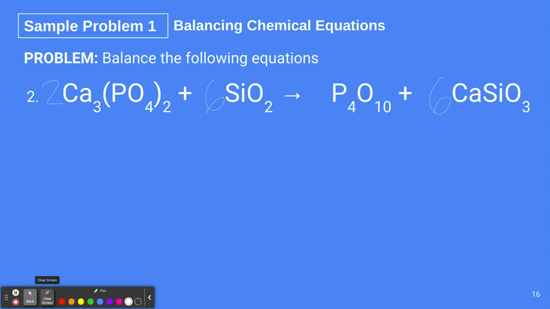The big thing at the end of the day is to be sure that you're getting your answer. So calcium, I have 6 and 6. Phosphorus, I have 4 and 4. Oxygen, I had 28 and 28. And then my silicon, I have 6 and 6 as well.